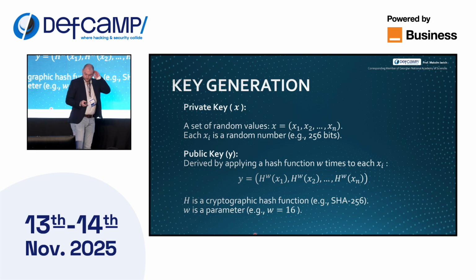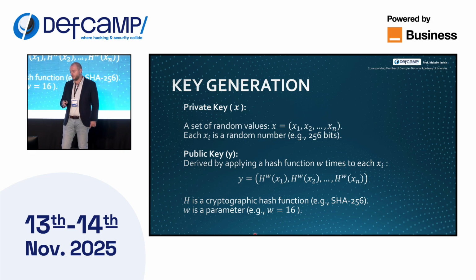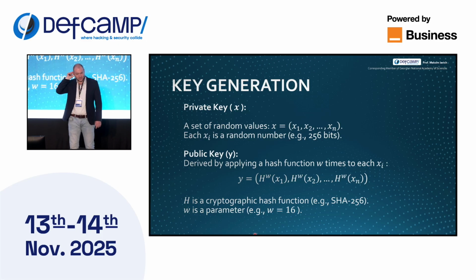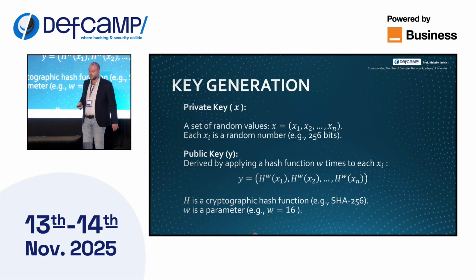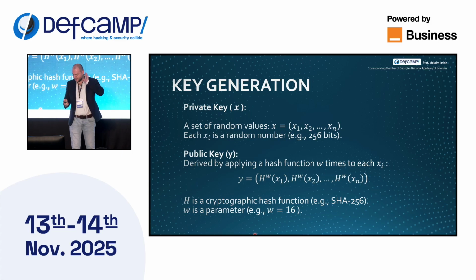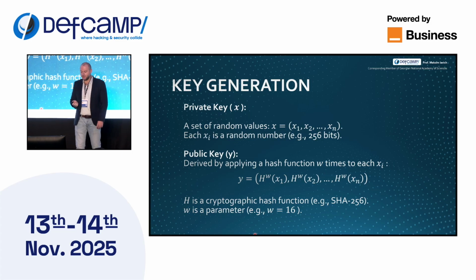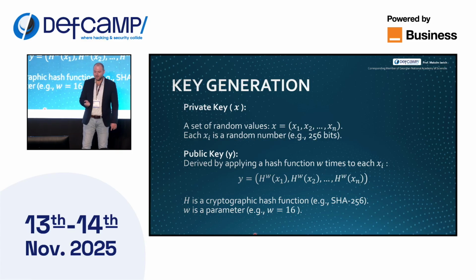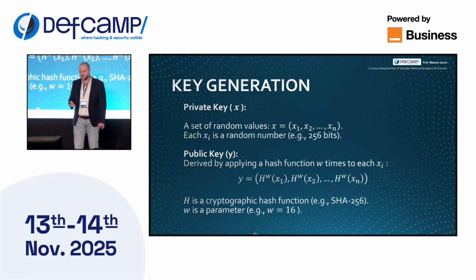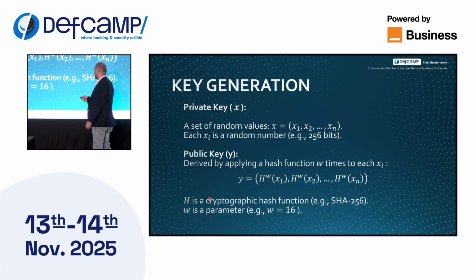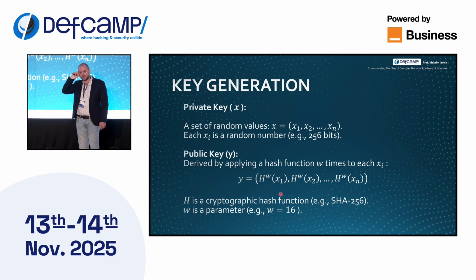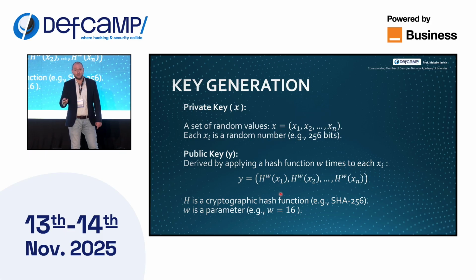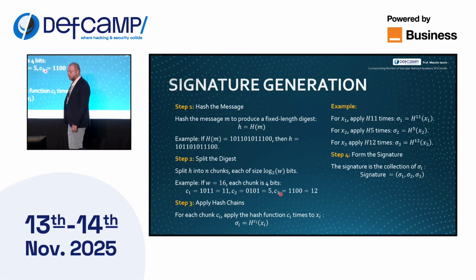How does it work? The private key. We have 2 to the n private keys, signature keys, but already here not pairs of signature keys, but just one. So, to get the public key, what do we do? Before that, we define a parameter W, which is called the Winternitz parameter, and using the hash chain, we hash our signature keys W times. So, the public key is our signature key hashed W times.